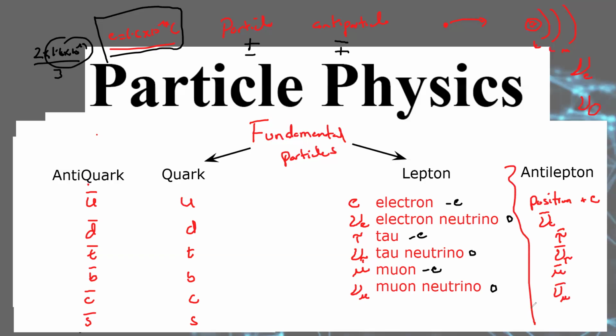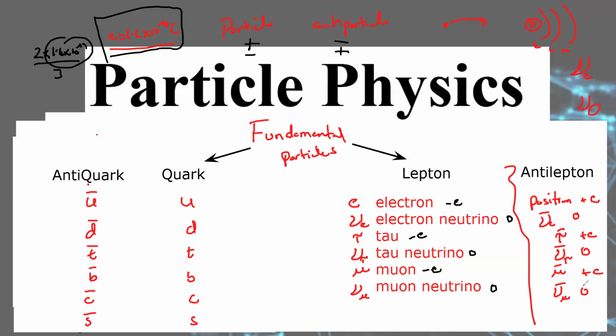So for every particle, there exists an antiparticle, and the only difference between a particle and antiparticle will be the charge. But what is the opposite of zero? It will be zero. So even if it's an anti-electron neutrino or electron neutrino, they both have a charge of 0.